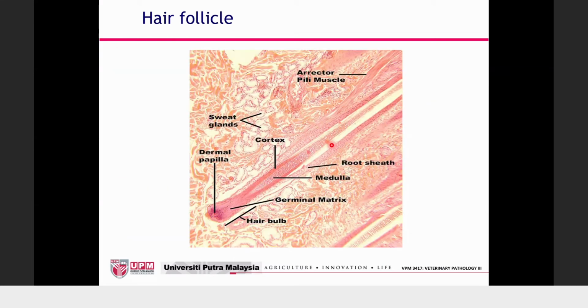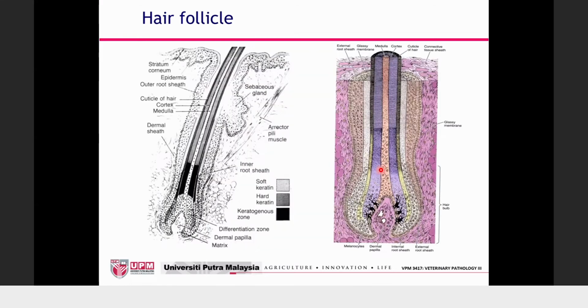A closer look, histologically. In the hair bulb, you have the dermal papillae and also the germinal matrix, and then the hair is made of the medulla, which is the innermost layer. Then you have the cortex, the outer layer, and then it's covered by the root sheath, so you have the internal and external root sheath. It is usually surrounded by other structures like the sweat gland, and also the erector pili muscle. Here we don't have the sebaceous gland so much.